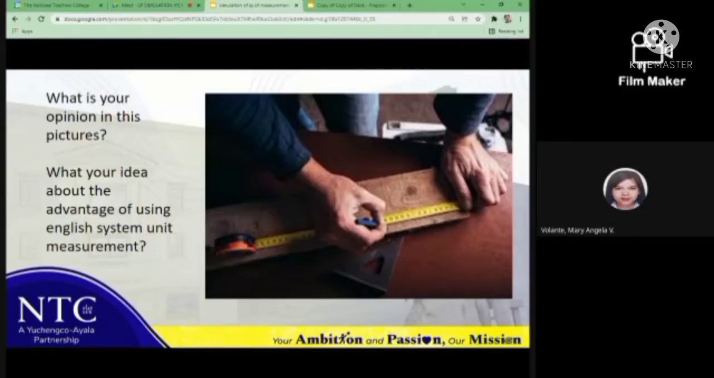What is the advantage of using the English system of measurement? So sir, the first idea that comes to my mind when we say the advantage of using the English measurement is that it is much easier to use and to understand. For example, when I bake a cake, I measure the ingredients using the English system of measurement. So that's all, sir.